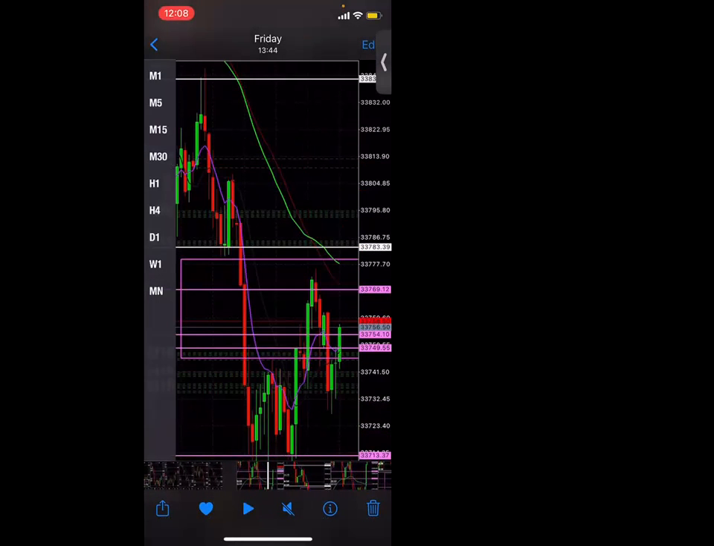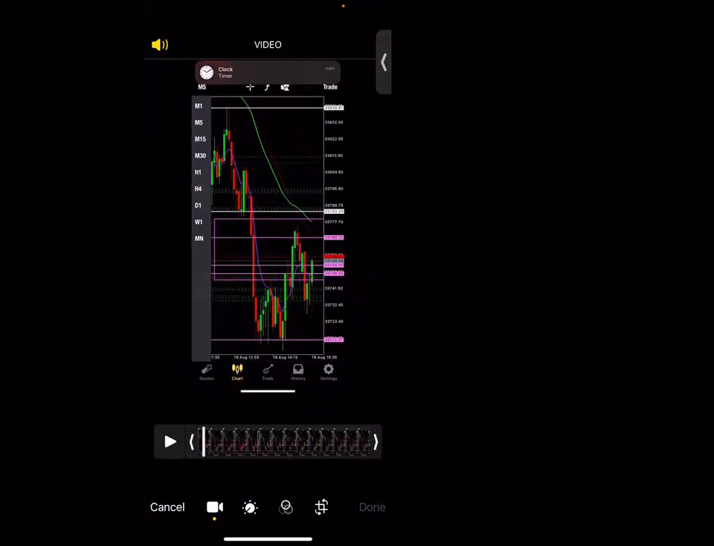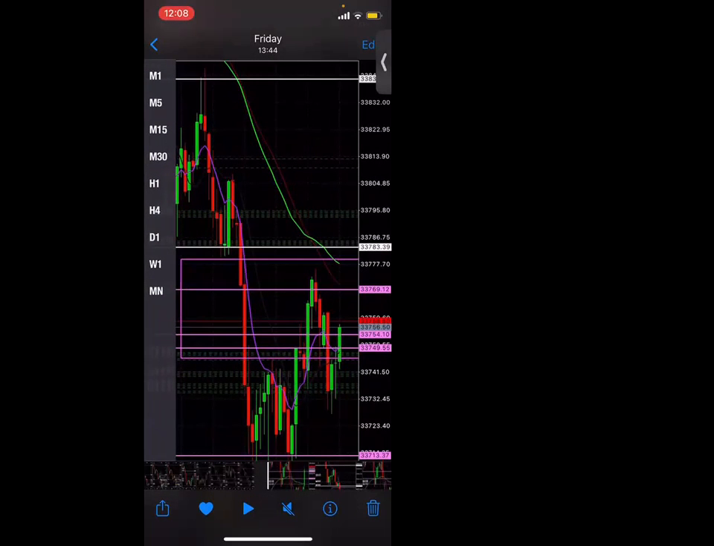Let me pause it here because a lot of people get trapped here. Like I said, I was expecting price to go to 33783, which is the bottom of my 15-minute bearish order block, that white line. I don't think I can annotate this. No, I can't. It's the bottom of my 15-minute bearish order block, which I'm expecting price to go to.